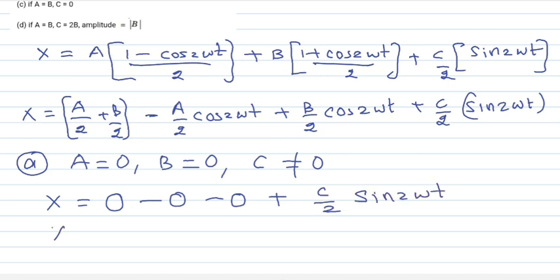That means we got x is equal to c by 2 into sin 2 omega t. So this represents simple harmonic motion. Okay. So therefore the first option is correct. A is correct. Okay. Now next one.